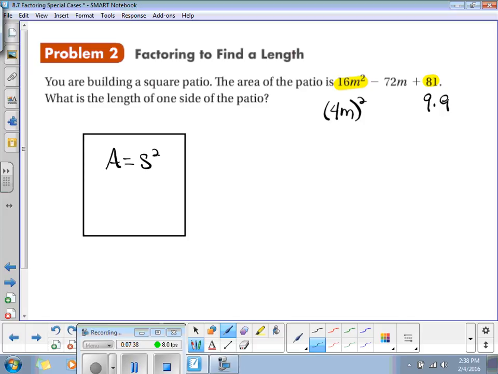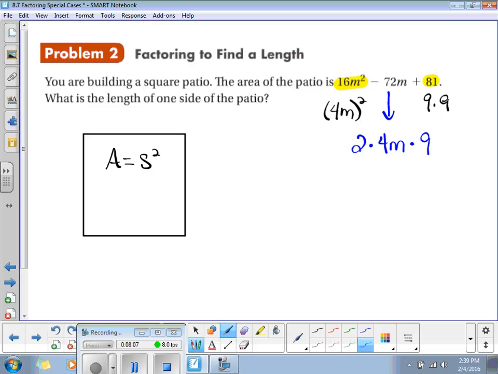Okay. So now, we're going to check our middle term. So 2 times 1 of each of those factors up there. So 2 times 4m times 9. So 2 times 4 is 8, times 9 is 72, and then we have our m. So we do have a perfect square trinomial.